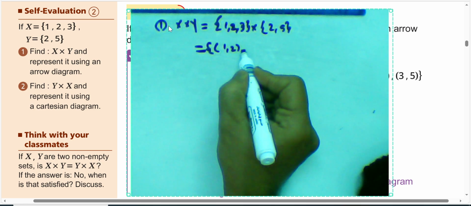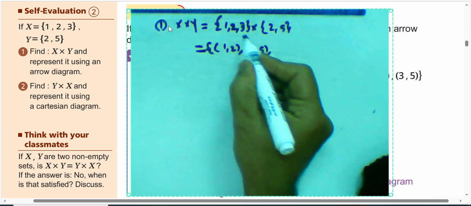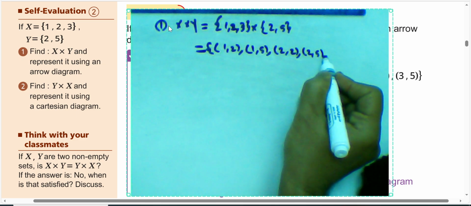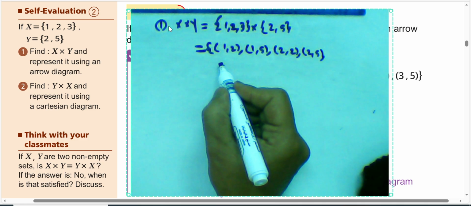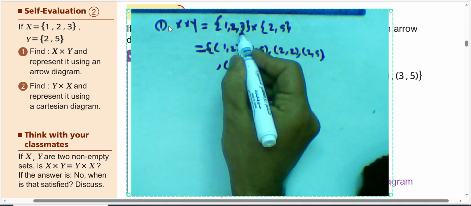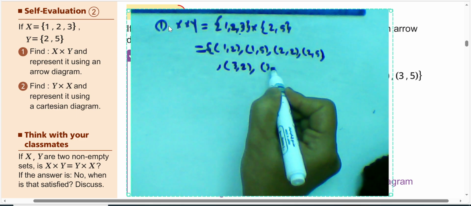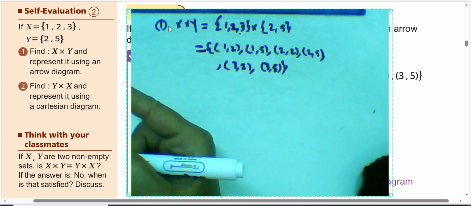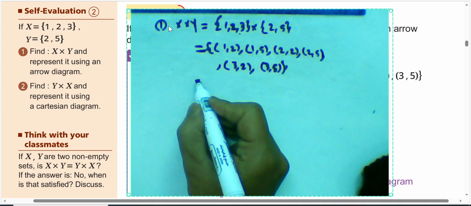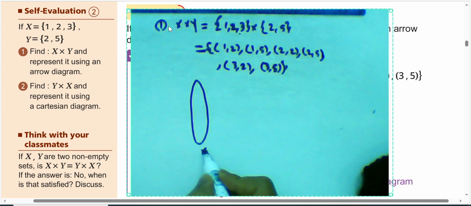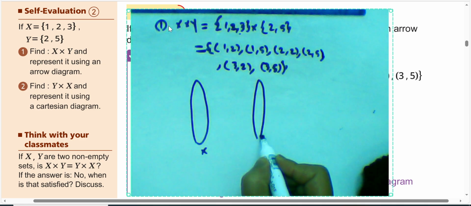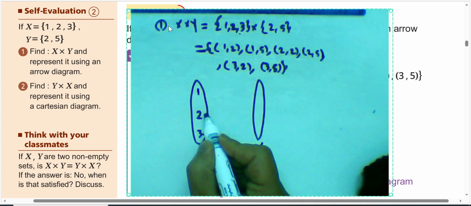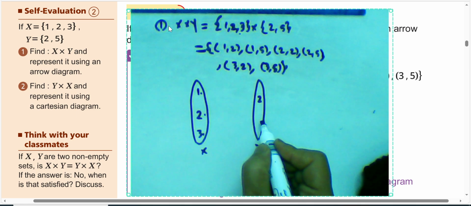Then we have (1, 2), (1, 5), (2, 2) and (2, 5), and then (3, 2) and then (3, 5). Okay, and represent using an arrow diagram. We can draw the arrow diagram like this. X first and second Y. X is 1, 2, 3 and Y is 2 and 5.